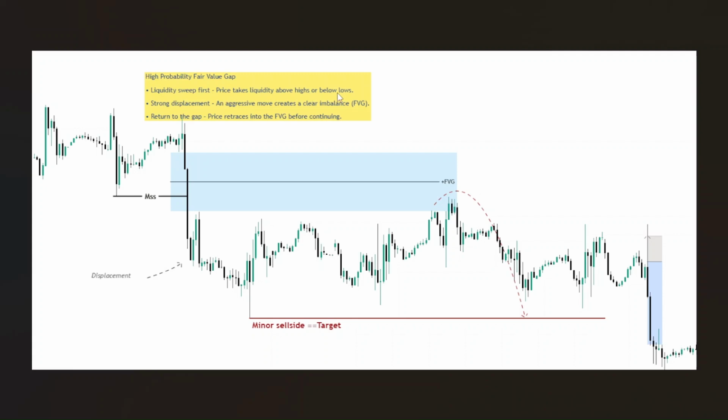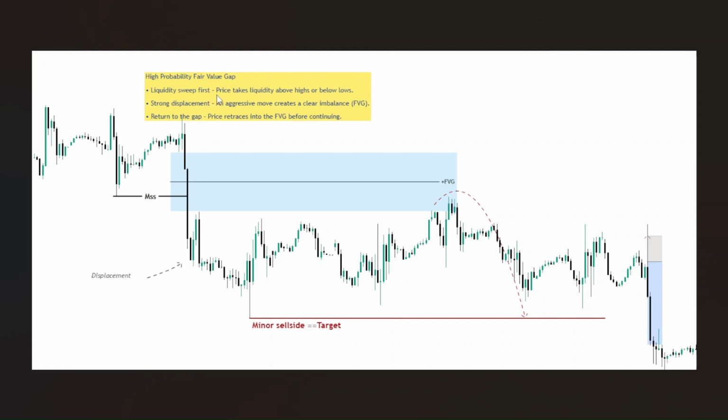You want to see price take out liquidity above highs or below lows. You want to see strong displacement, an aggressive move that creates a clear imbalance or a fair value gap. You also want to see a return to the gap, that is a retracement. Price retraces into the fair value gap before continuing. This is an example of what I just wrote here.